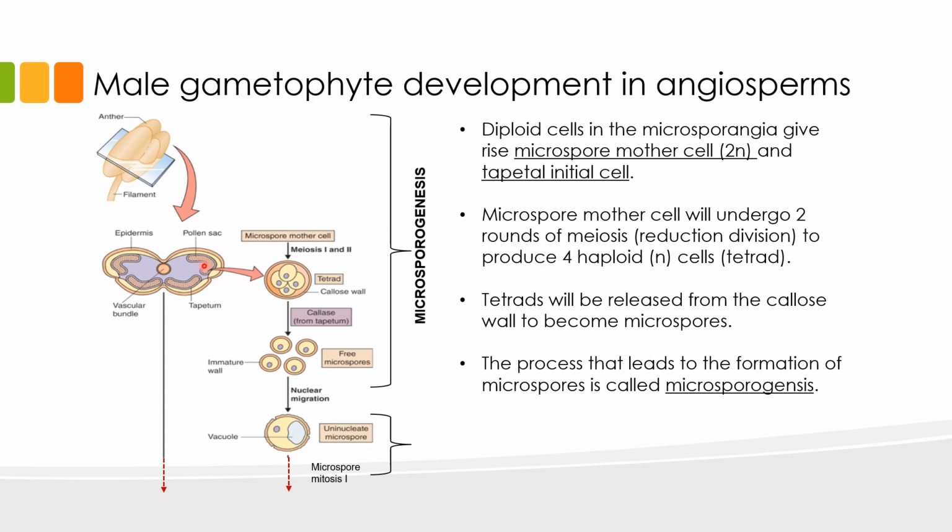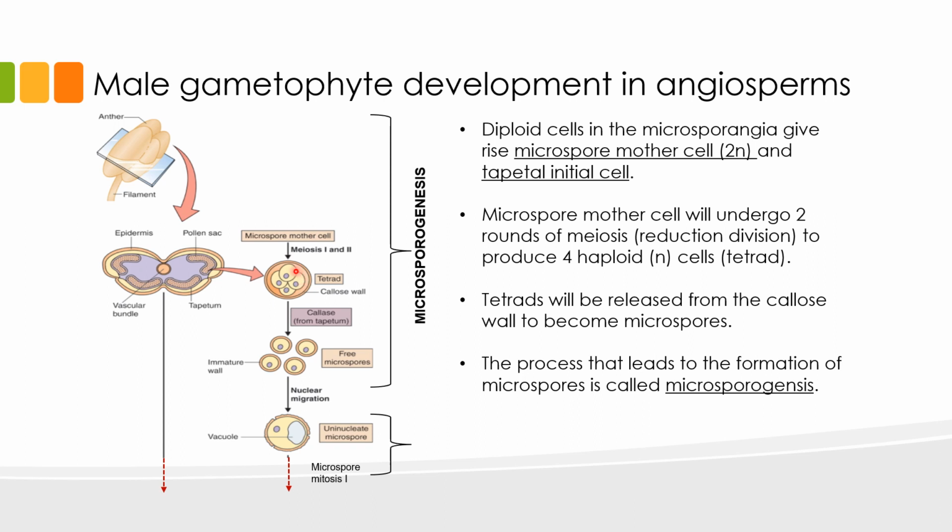As I said, microspore mother cells are produced from diploid cells in the anther. What do we mean by diploid? A diploid cell is a cell that contains 2 complete sets of chromosomes. Each microspore mother cell will undergo meiosis or reproductive cell division to produce 4 haploid cells. What do we mean by haploid cells? Haploid cells are cells that contain only a single set of unpaired chromosomes. Each of these haploid cells is known as a microspore. Collectively, they are called a tetrad because they come in groups of 4s.